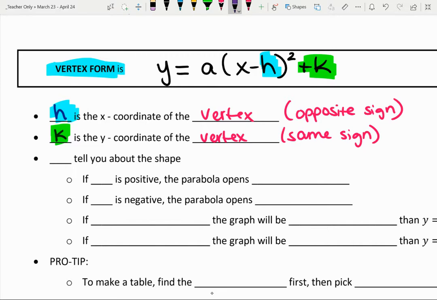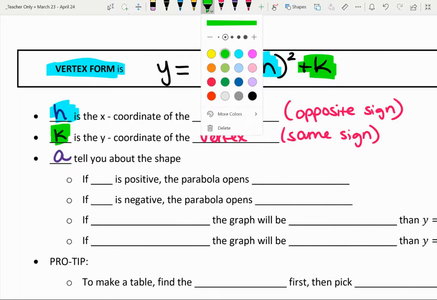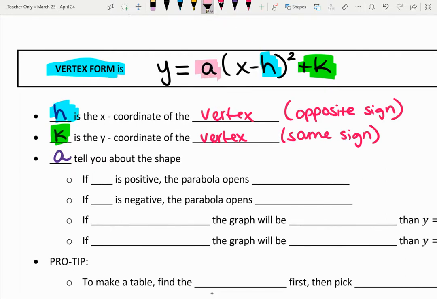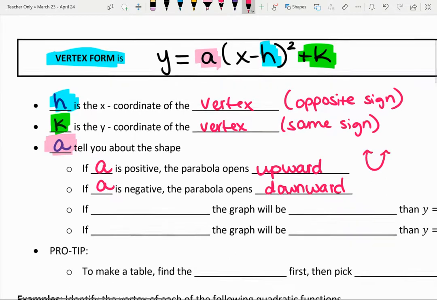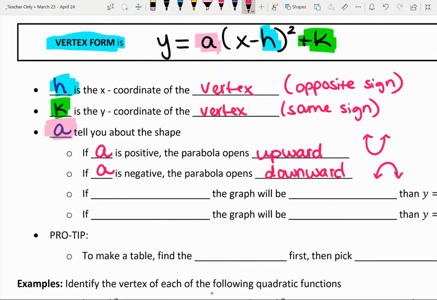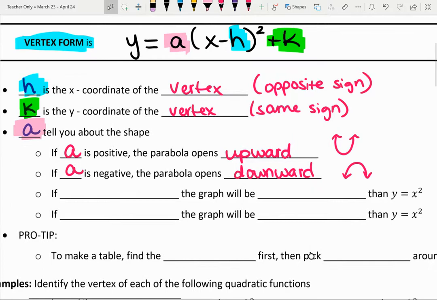And then that a value out in front tells you about the shape of the parabola. So if a is positive, then our parabola opens upward. It'll look like a U shape here. If a is negative, then our parabola opens downward. And so in these cases, we'll have either our vertex be a minimum if it's at the bottom of the graph or a maximum if it's at the top.